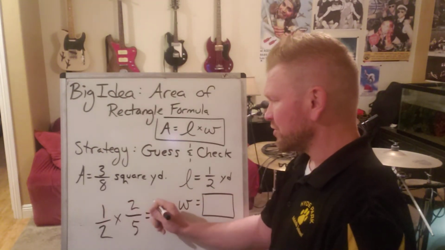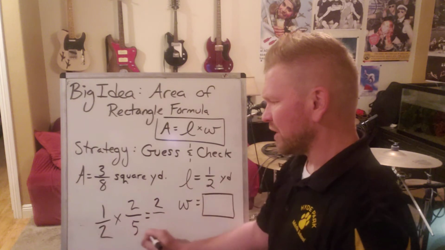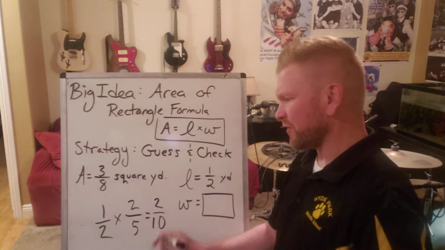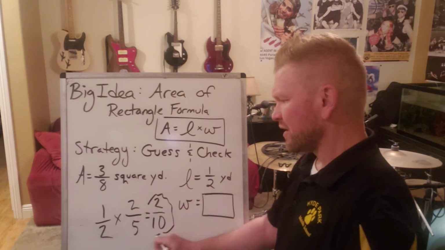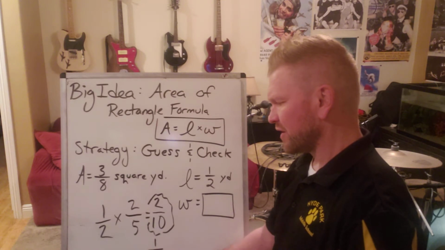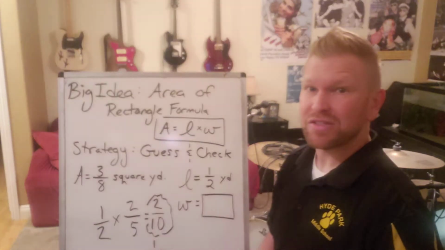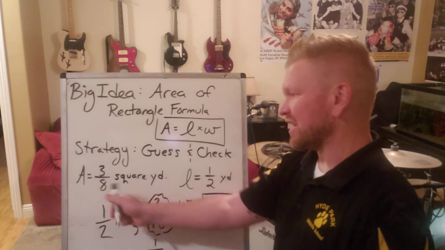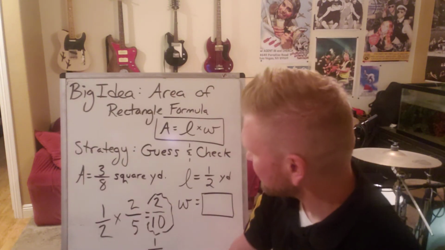Okay, so 1 times 2 is 2, and 2 times 5 is 10, and it's 2/10, which could be simplified. If you know how to simplify fractions, you'll know that it's equal to 1/5. But either way, it's not equal to 3/8. And so that is not the answer. It did not equal 3/8. So let's make another guess.